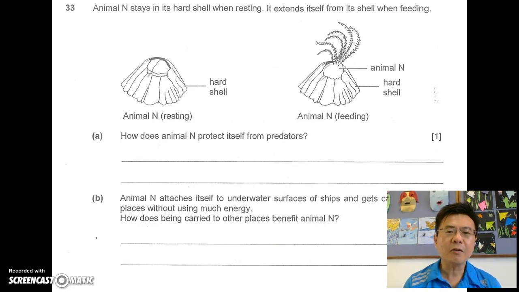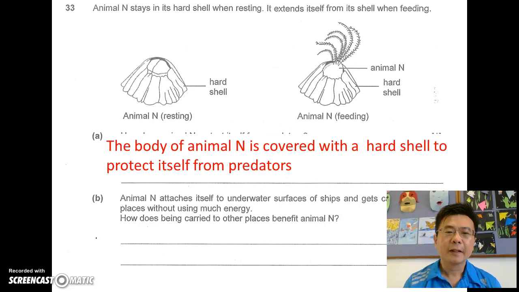Question 33. How does animal N protect itself from predators? The body of animal N is covered with a hard shell to protect itself from predators. So when it is in danger, it will hide in a hard shell to protect itself from its enemies.